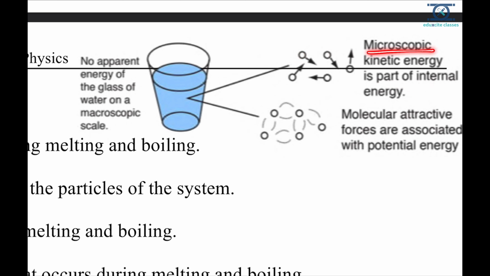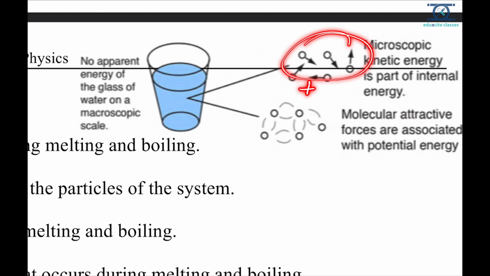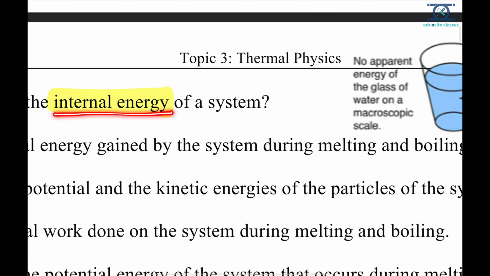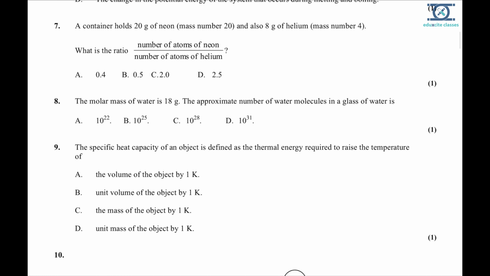So this is your average kinetic energy, whereas the molecules have attractive forces, and these all have some bonds, attractive forces. That is your potential energy. So the sum of this plus this is considered your internal energy. I hope now it is clear. Question number 7 again.